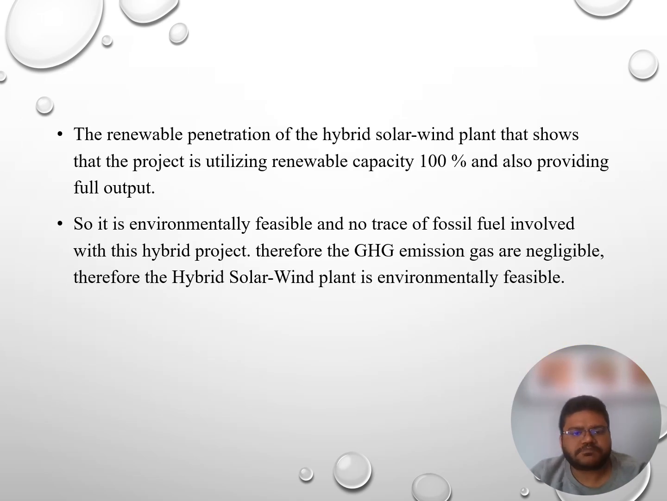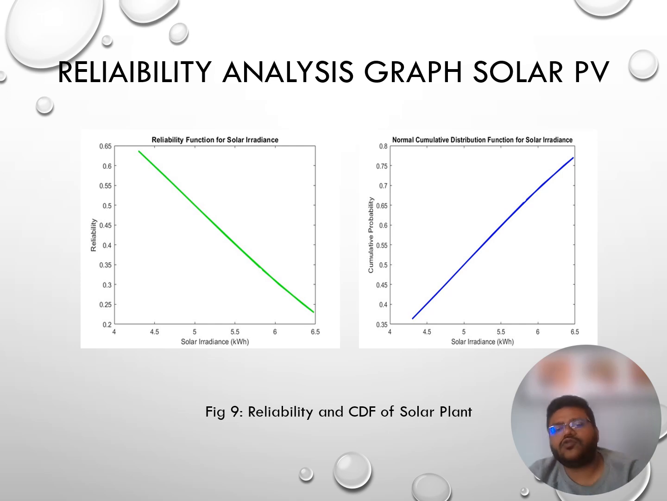Then moving on to another part of our objective, which is also the last objective of our project, the reliability analysis of this project. If we see the result of the reliability graph of the solar PV, we can see that the solar PV's probability is around 0.64, that is, it is 64% reliable.